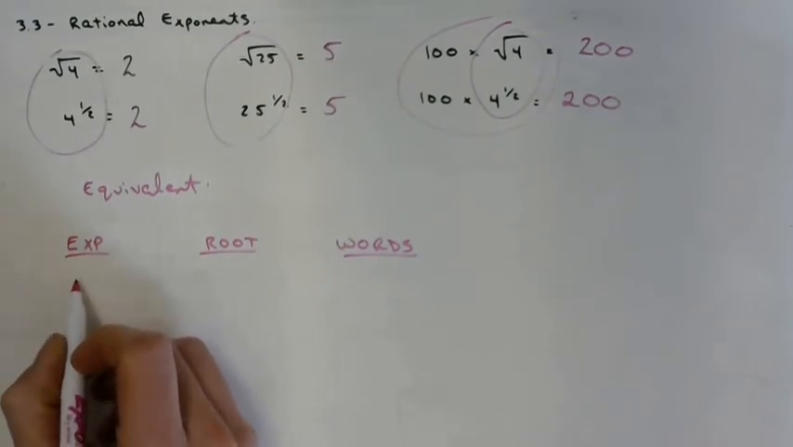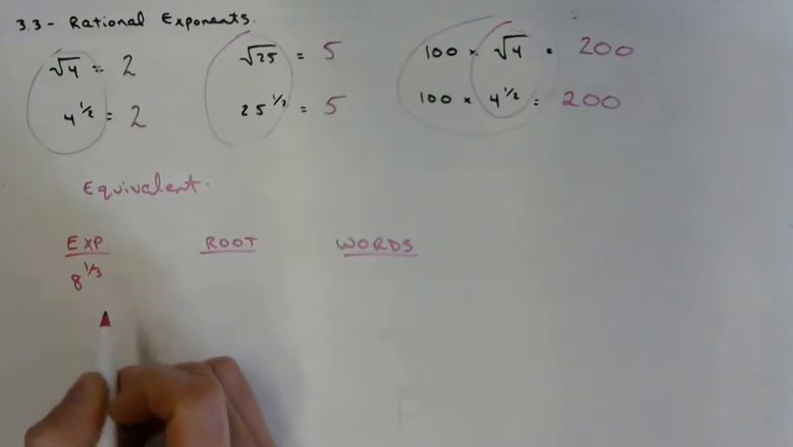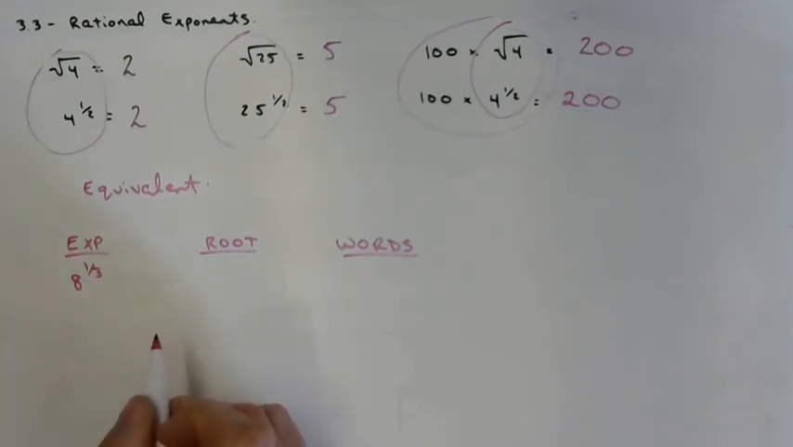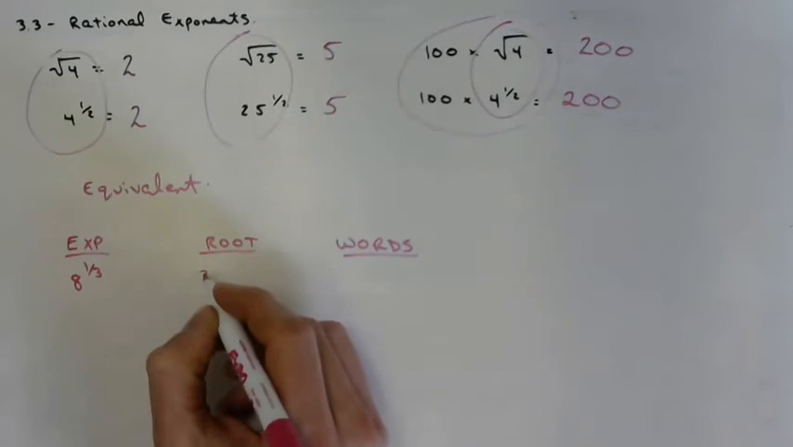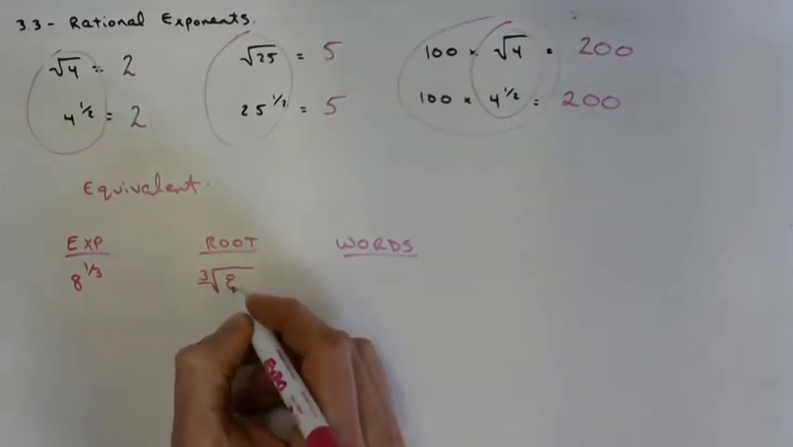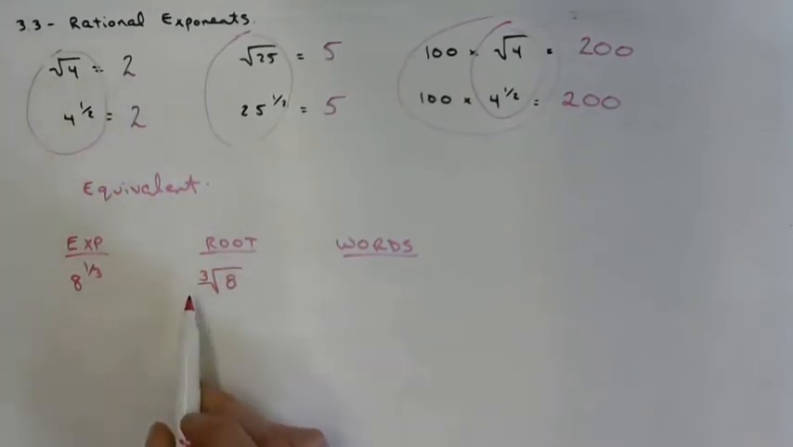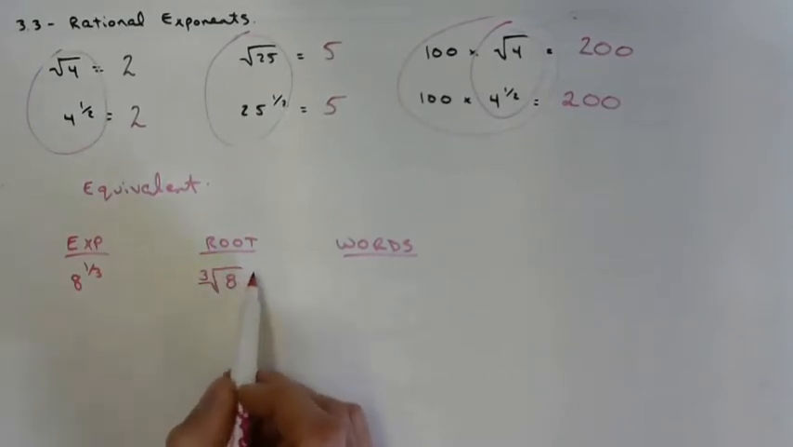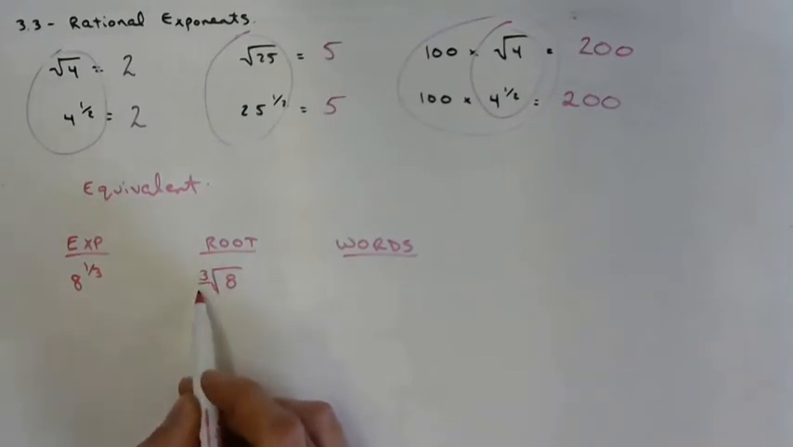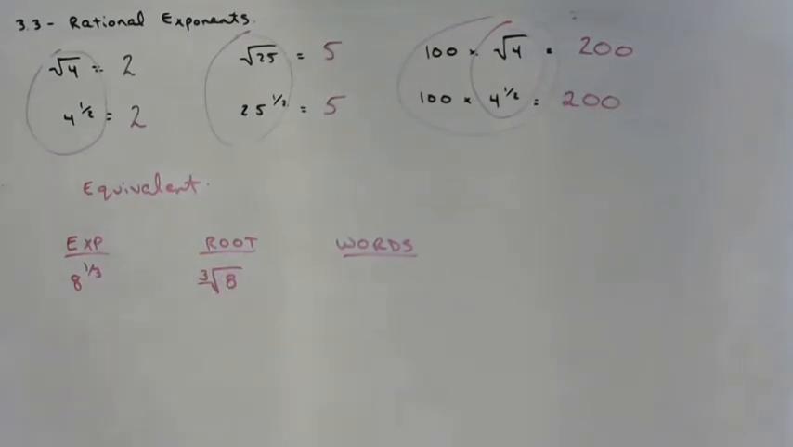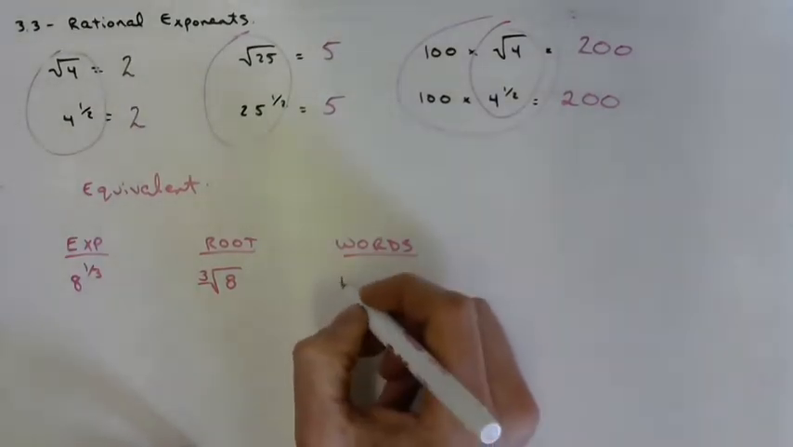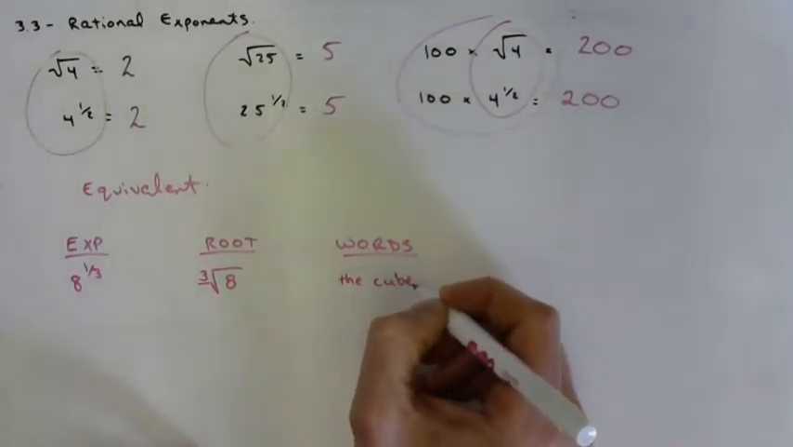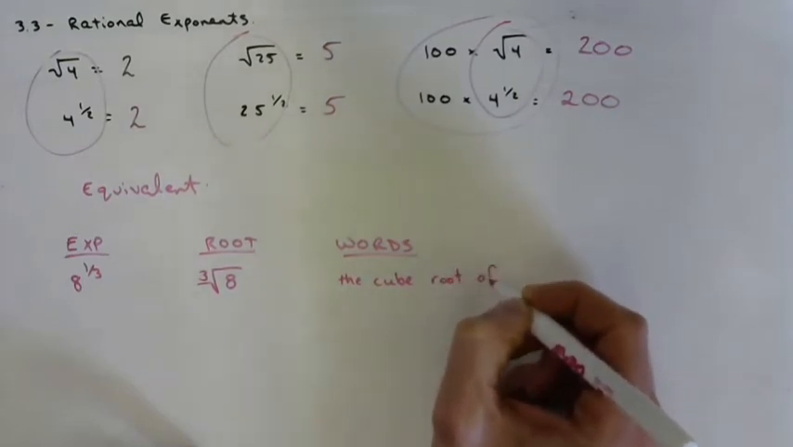So if you had, for instance, 8 to the power of 1/3, in root form, that would be the cube root of 8. This symbolism might be new to you, but if you have the square root symbol, which now we just call the root symbol, and you put a 3 on the little shelf there, it now says the cube root of 8. And we'll explain what that means in a second. But in words, this is the cube root of 8.